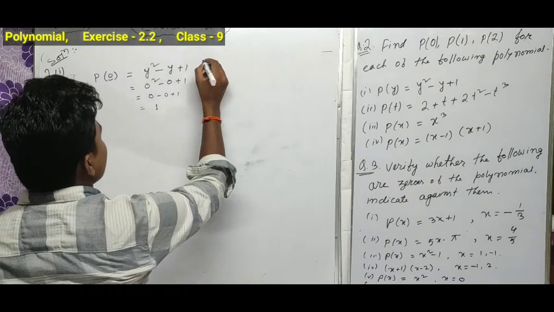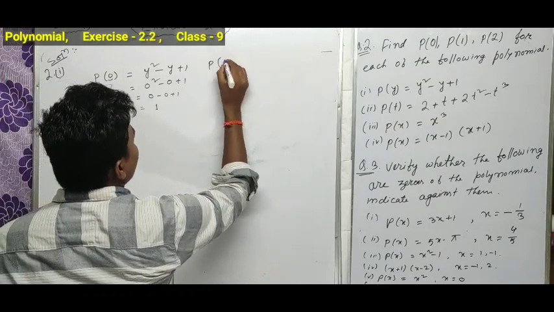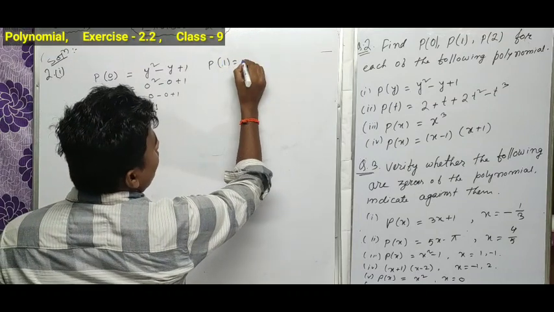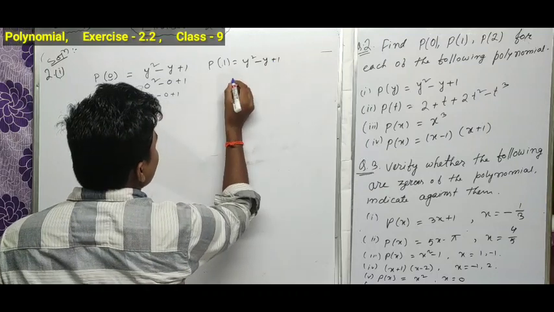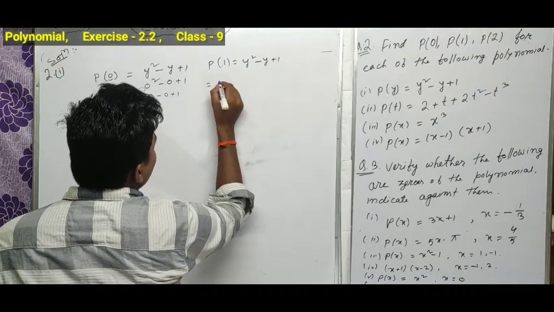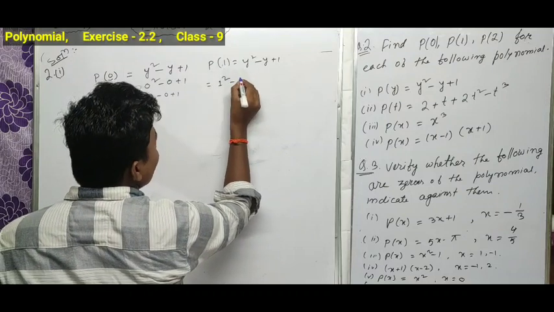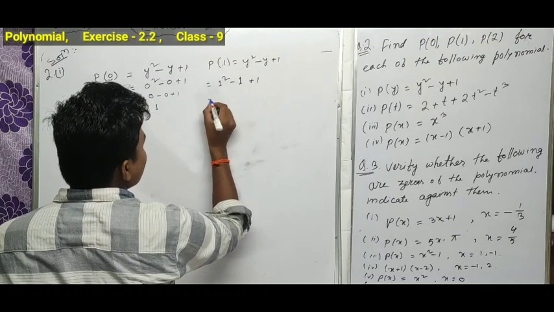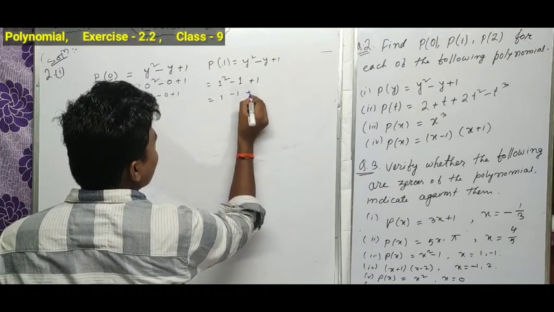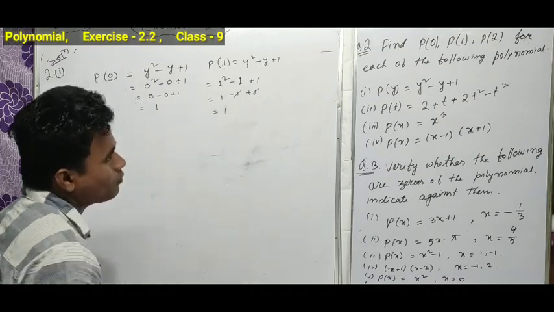Then p(1). The expression is y square minus y plus 1. So y means 1: 1 square minus 1 plus 1. You can see 1 square is 1, minus 1, and also plus 1 is there. We can cancel, and 1 is the answer.